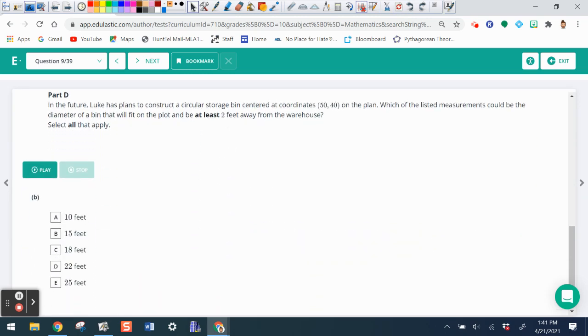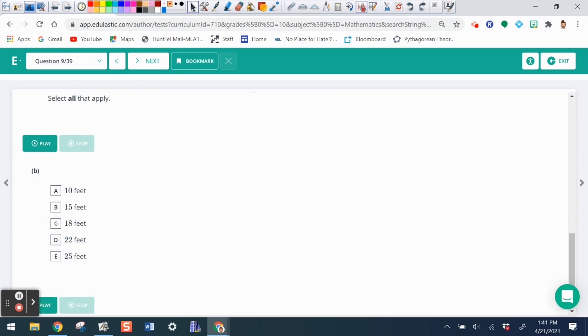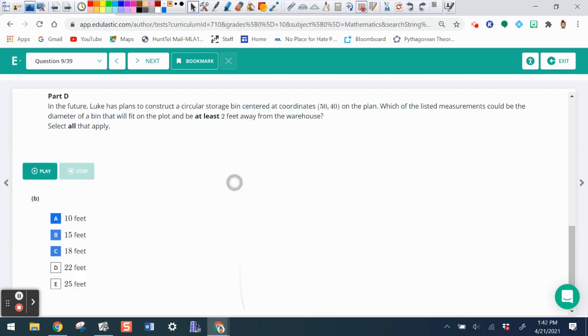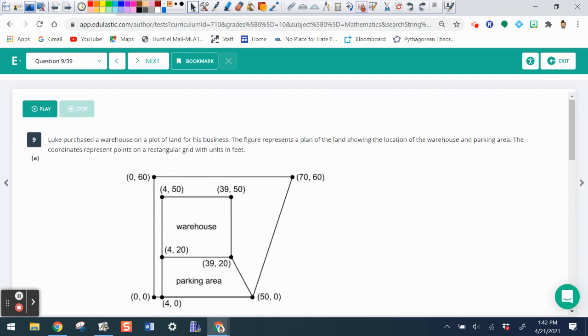Let's just read the question again. Which of the listed measurements could be the diameter of a bin that will fit on a plot of land and be at least 2 feet away from the warehouse? So we're talking about 18 or less. So we could do choice C, B, or A. So again, we can't use 22 because it would touch the warehouse, and obviously couldn't do 25 because it would be overlapping the warehouse. So that's how we figured out part D. And I'm hoping that's all the parts of this one problem. So now let's move on to question 10.